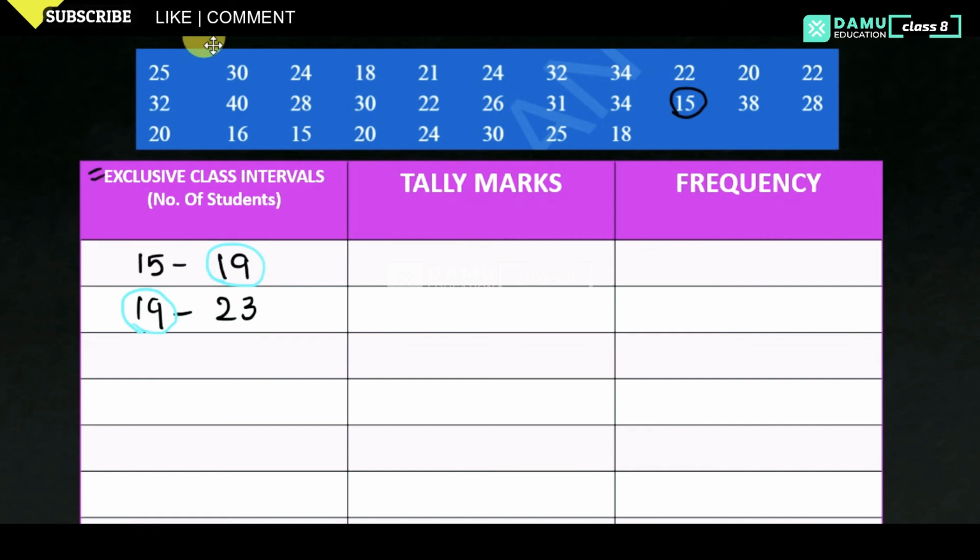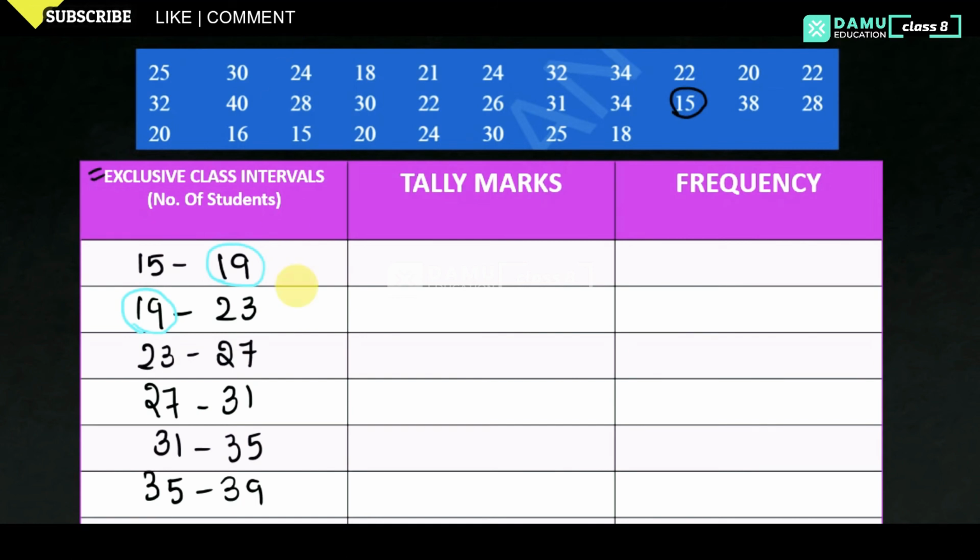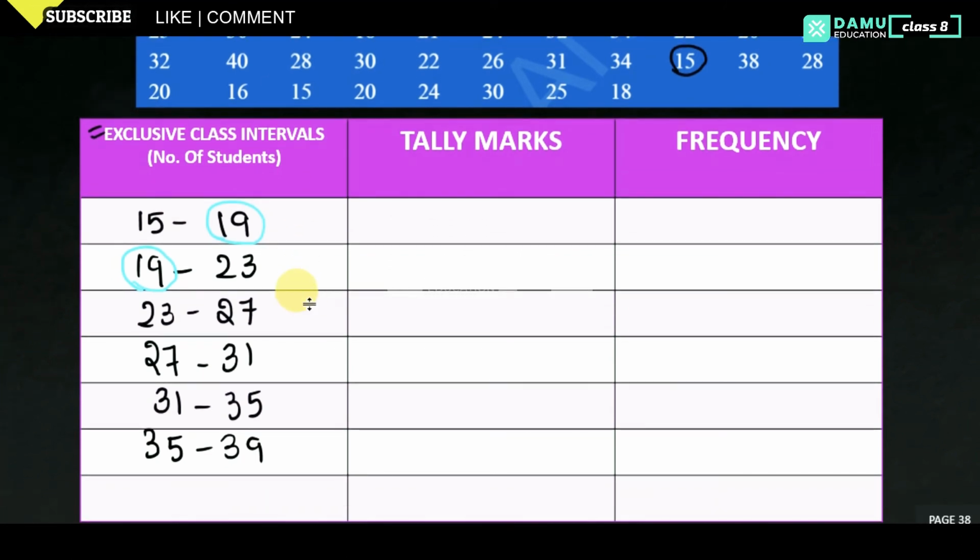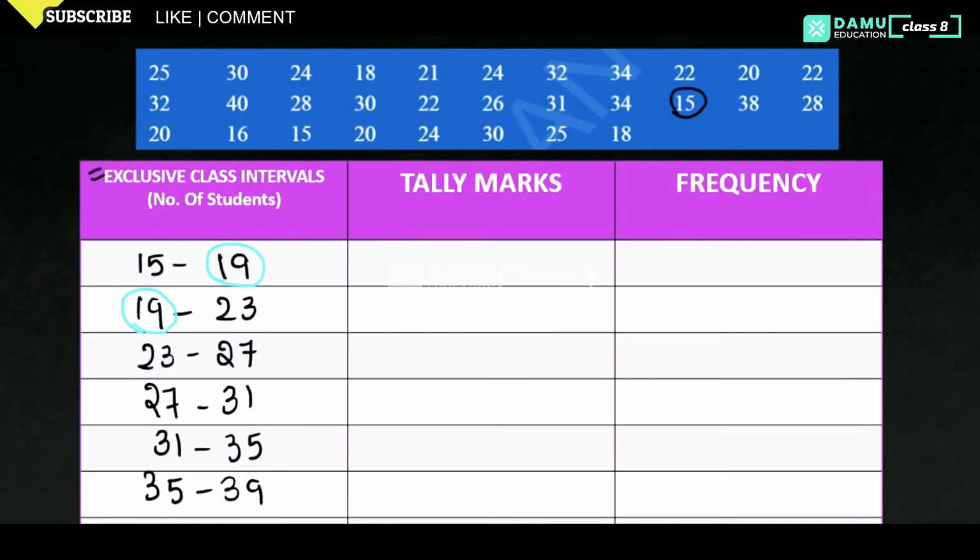Then 23 to 27, we are adding 4 to it, then 27 to 31, then 31 to 35, then 35 to 39, then 39 to 43. Then we are going to write tally marks for this.